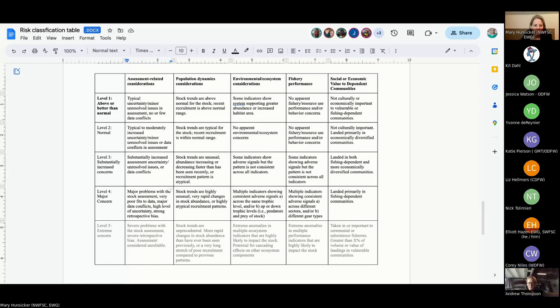Does anyone from the groundfish team have any comments about the risk table, some of these levels and what I've presented here so far? Any changes you would make to this, or getting at some of those questions about including fishermen information in the table?